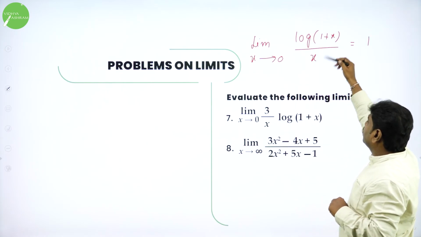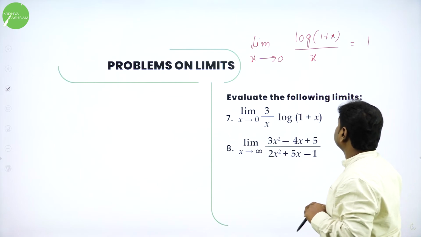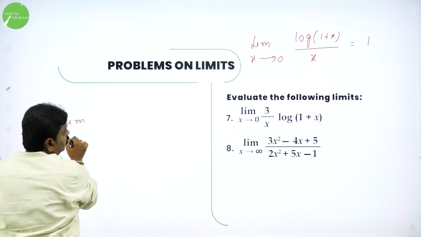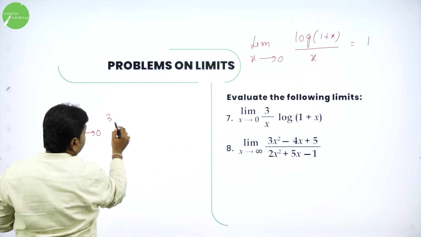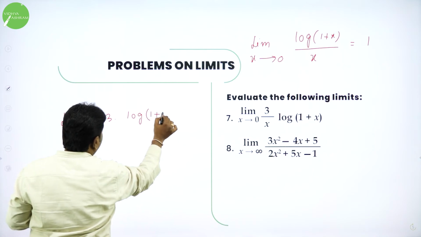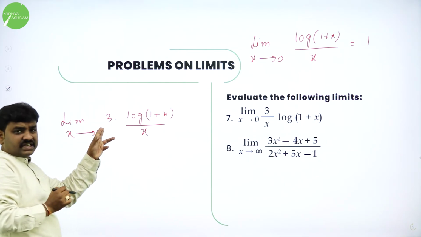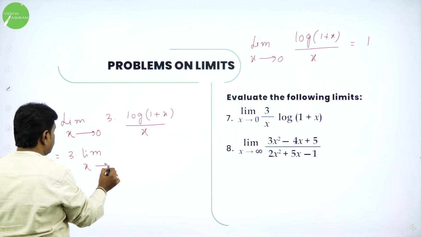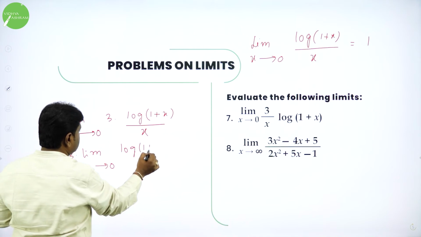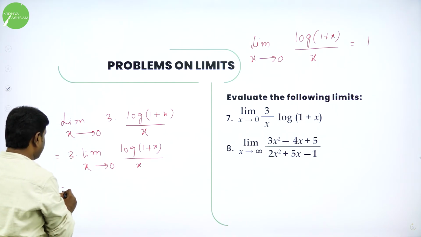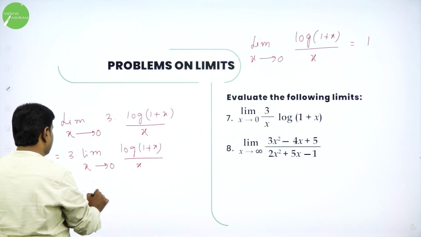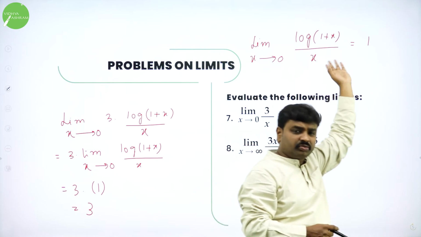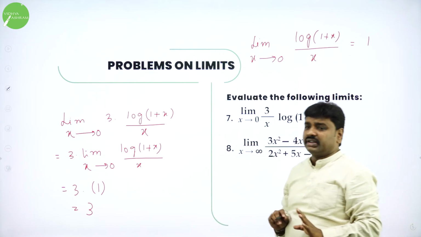Limit x tends to 0, log of 1 plus x by x, the value is what? 1. Now, the limit x tends to 0 with 3 times. I can write the given problem as 3 times log of 1 plus x by x. And you know 3 is a constant, so take 3 outside. We are left with limit x tends to 0 of log of 1 plus x divided by x. Now it is in standard form. The answer for this is 1 by the theorem. So remember this theorem: limit x tends to 0 of log of 1 plus x by x is 1. So I substitute and get the answer.